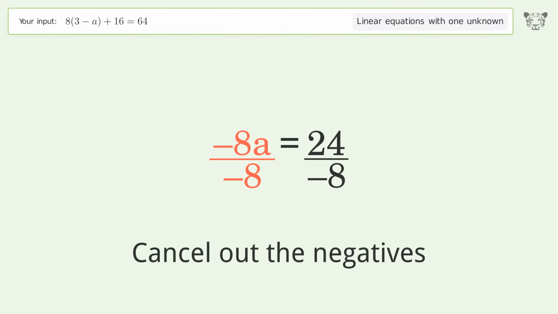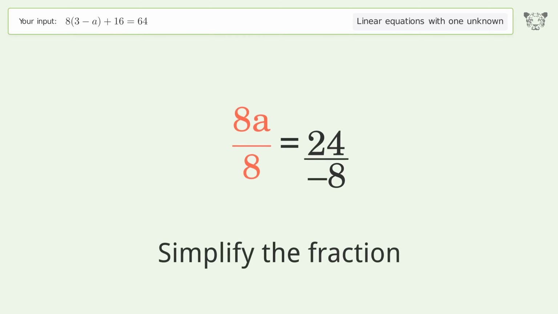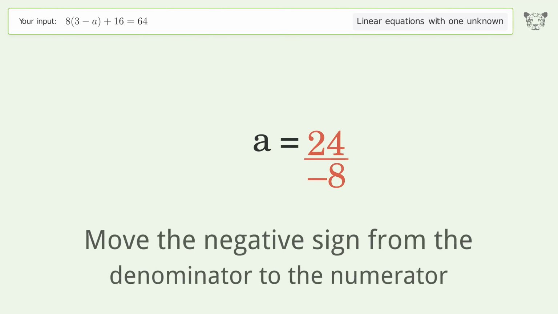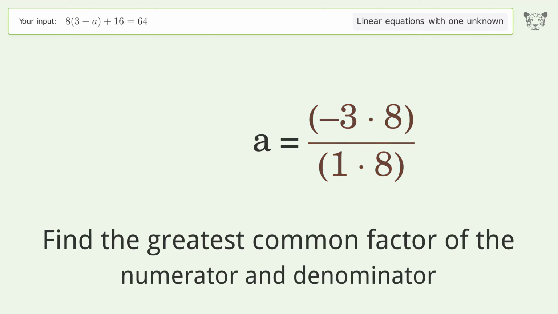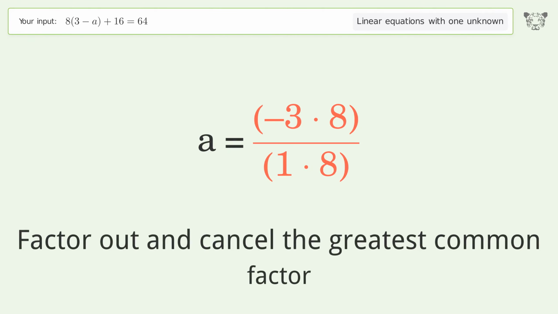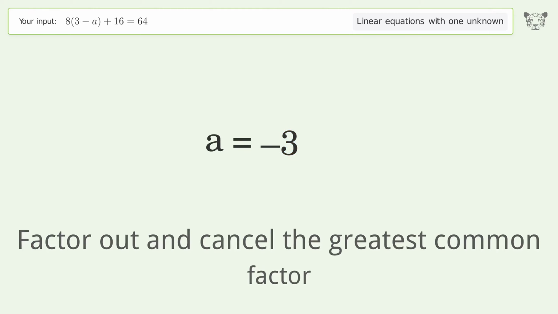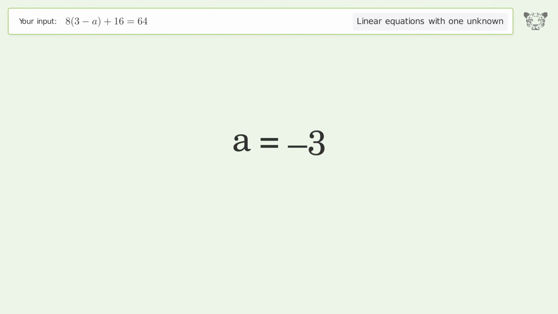Cancel out the negatives. Simplify the fraction. Move the negative sign from the denominator to the numerator. Find the greatest common factor of the numerator and denominator. Factor out and cancel the greatest common factor. And so the final result is a equals -3.